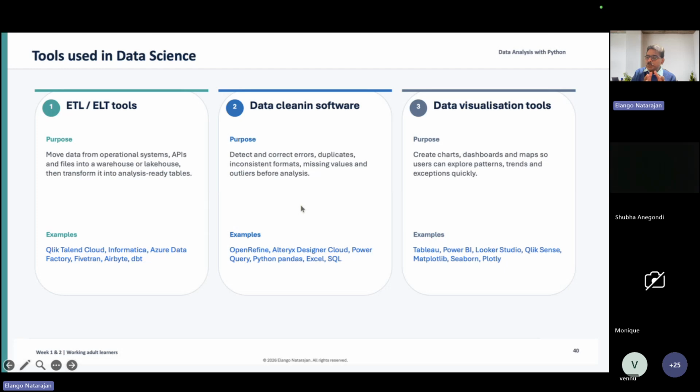Matplotlib you can use for static graphs. Static graphs means a bar chart. If you want to make a bar chart, a stacked bar chart, or a pie chart, this library is useful. It's a fundamental Python library used to create static pictures, static charts.